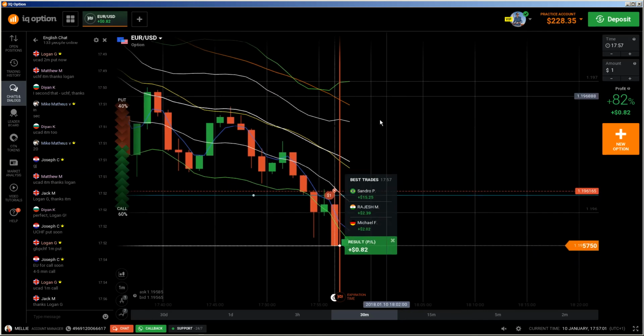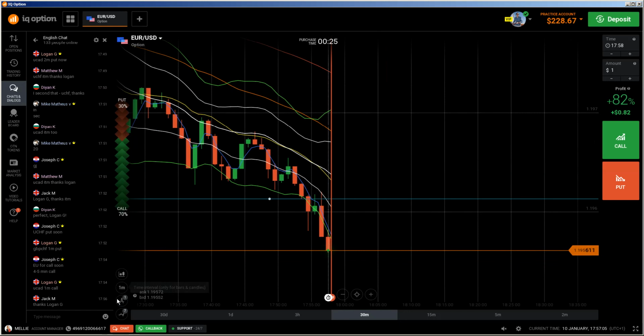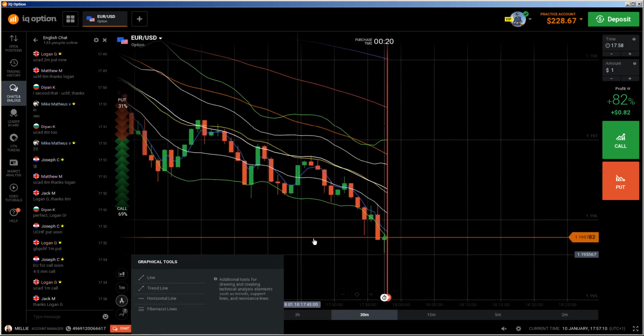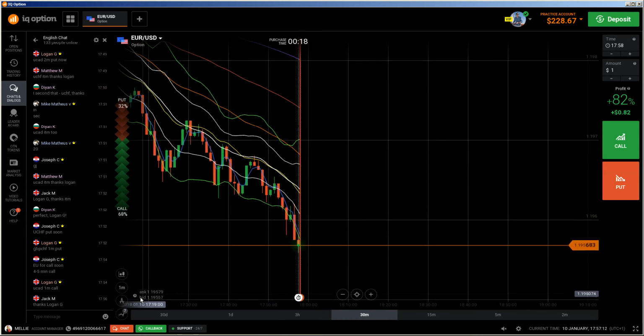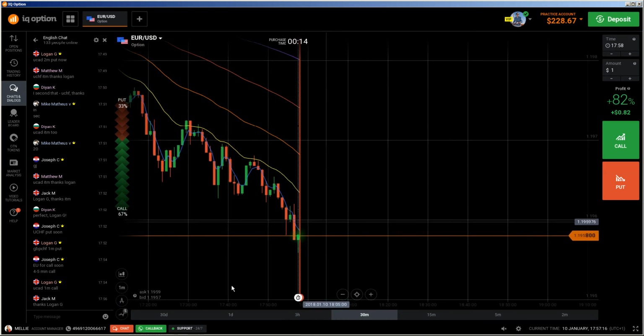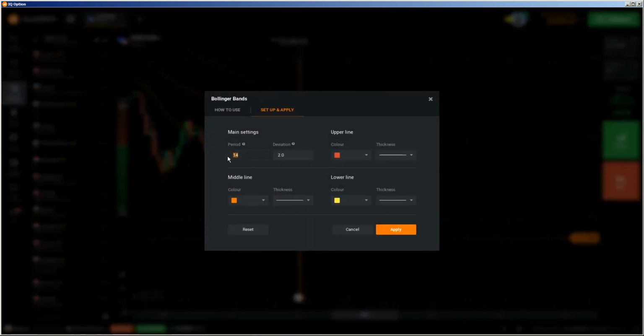So I have done a few trades here. So I'm going to show you now. There was a question how I set up my Bollinger Bands. So I'm going to show you how to set them up. I remove them here. You go here, Bollinger Bands. The first one is period 20, deviation 2, and then green for the upper line, green for the lower line, and the middle line white.